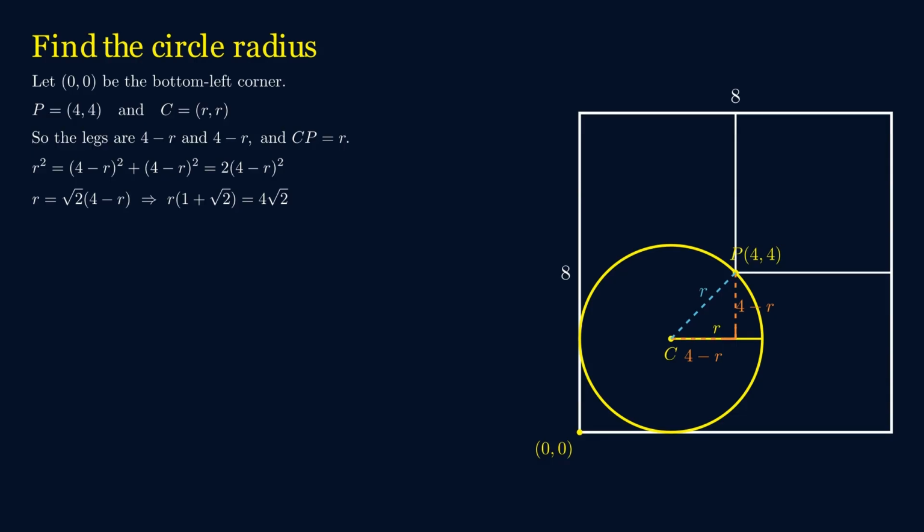Now bring the r terms together. That gives us r times (1 plus the square root of 2) equals 4 times the square root of 2. Then divide both sides, simplify the fraction, and everything collapses really nicely. We end up with r equals 8 minus 4 square root of 2, and that's the radius of the circle.